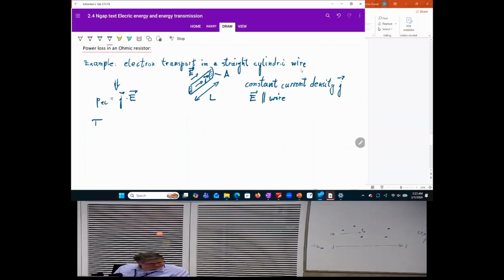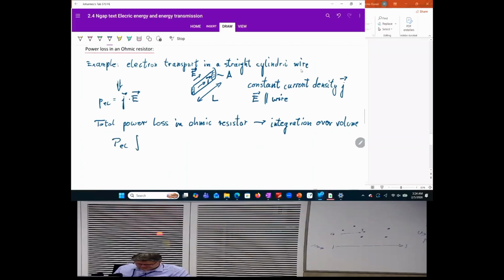But we want to have the total power loss in this ohmic resistor, and that we obtain by integrating this power density over the volume. Because it is constant over the entire wire, it becomes quite easy: we just take the electric power density times the length of the wire times the cross-sectional area of the wire.